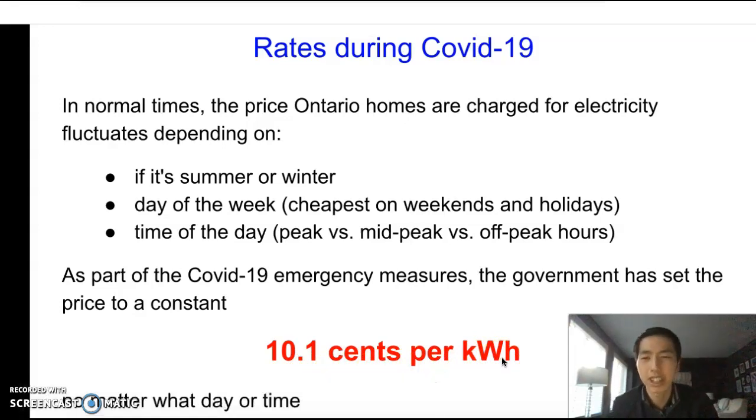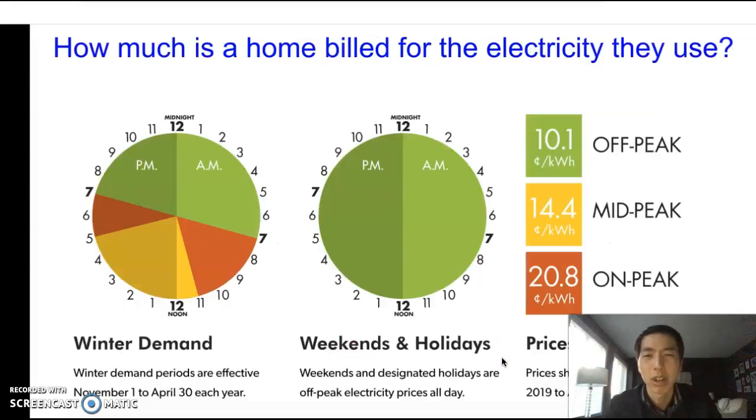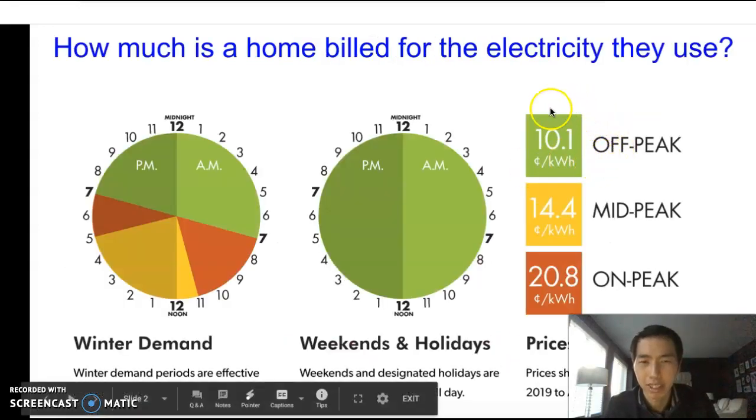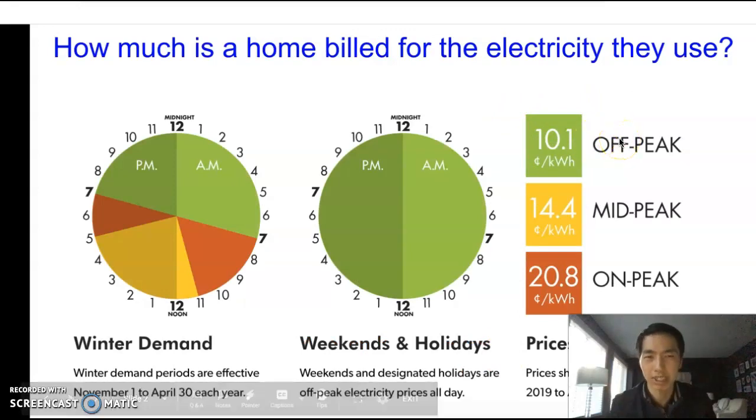Okay, so now it does not matter if it's the weekend or the weekday. It does not matter if it's during peak times or during mid-peak times or during off-peak times. Anytime at all during this COVID-19 pandemic, the government of Ontario is going to charge 10.1 cents per kilowatt hour, which matches the green price of normal times, which is the lowest price.